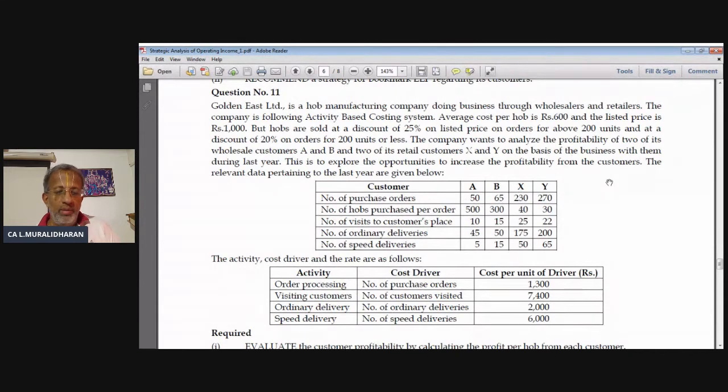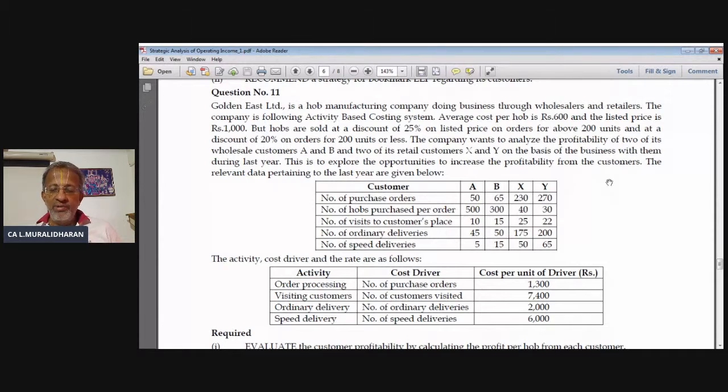Golden East Limited is a hop manufacturing company doing business through wholesalers and retailers. The company is following activity-based costing system. Average cost per hop is 600 and the listed price is 1000. But hops are sold at a discount of 25% on listed price on orders for above 200 units and at a discount of 20% on orders for 200 units or less. The company wants to analyze the profitability of two of its wholesale customers, A and B, and two of its retail customers, X and Y, on the basis of the business with them during last year.